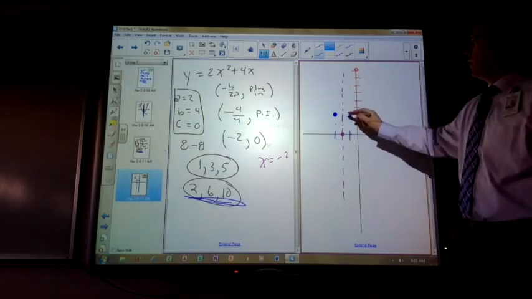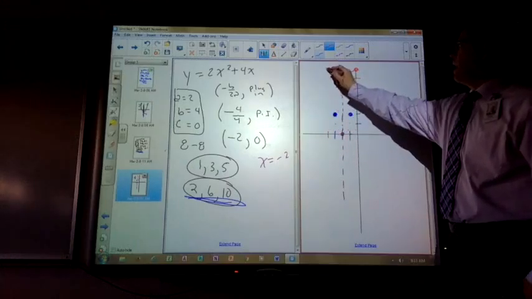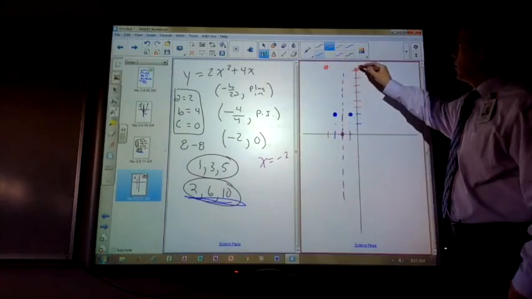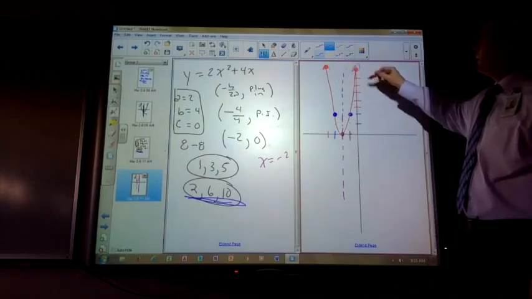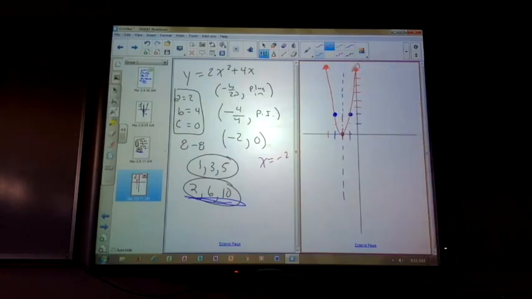Have I kind of outgrown this chart? Yeah. That's okay. Remember I said it won't always fit. There's my parabola. So the a value dictates whether it opens up or downward. If it's negative, it goes down. If it's positive, it opens up. The a value also dictates how fast our parabola is going to grow. Okay?